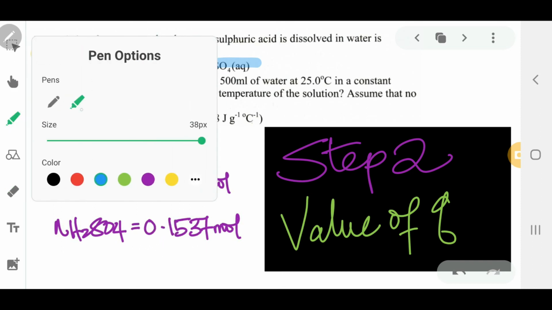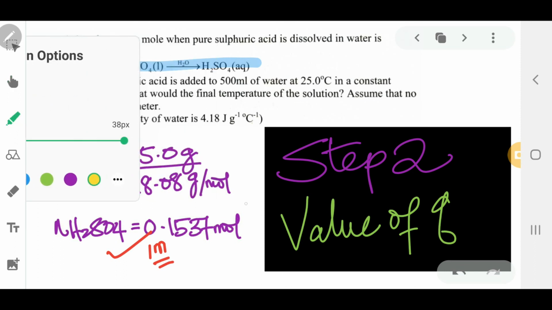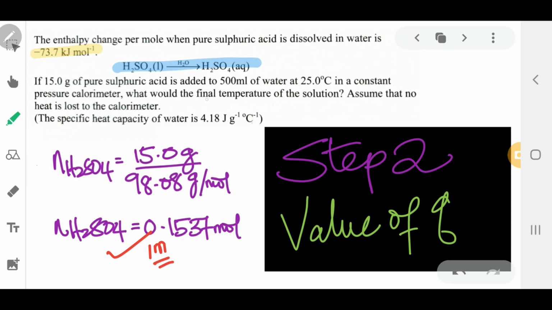So by finding that out, you would get 1 mark, okay? And then step 2, by using the information that we have over here, we need to find out the value of Q. Why do we need to find the value of Q? Because the question wants you to find the final temperature of the solution. So if you want to find the final temperature, we need to know the value of Q for this reaction.